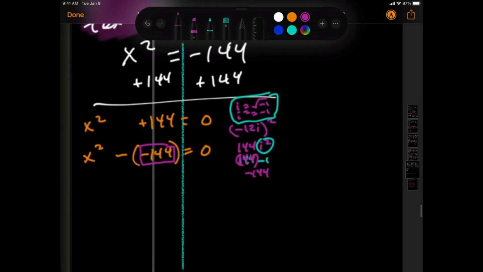Okay, so that means that I can put in here negative 12i, or there's a second one, I can choose positive 12i. That would equal the same thing, right? 144 gives me I squared, and then I squared is negative 1, and I get negative 144. Okay, so the one I'm going to choose is I'm going to choose the positive 1.